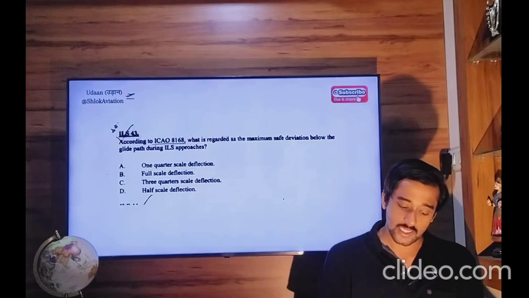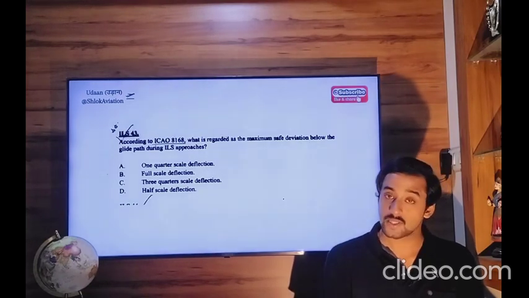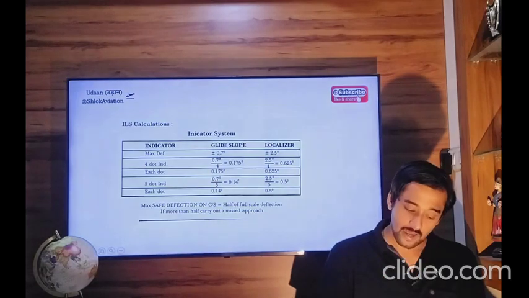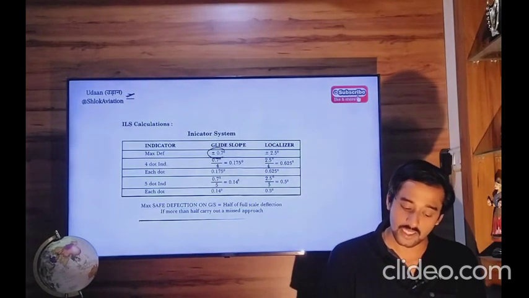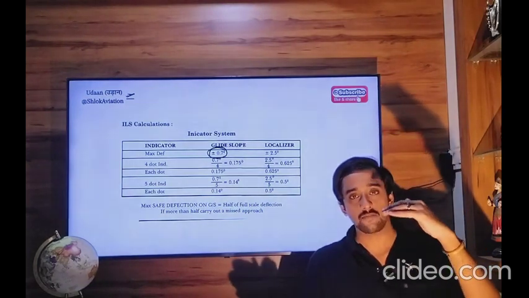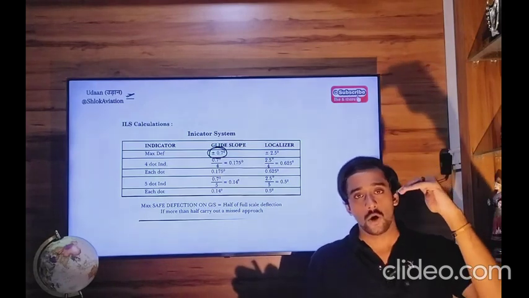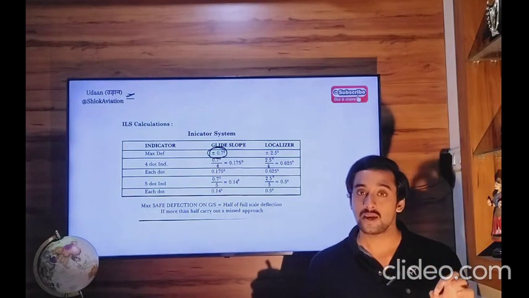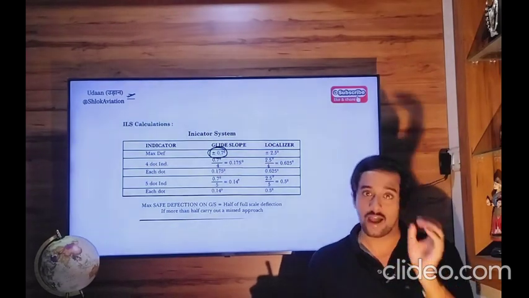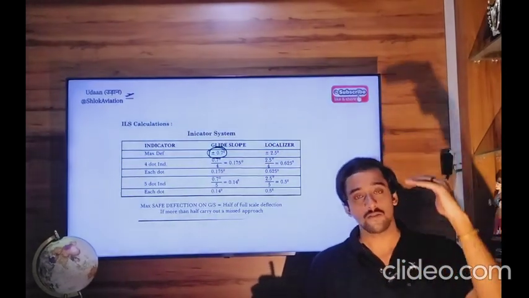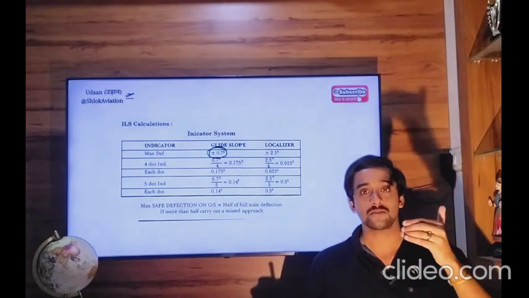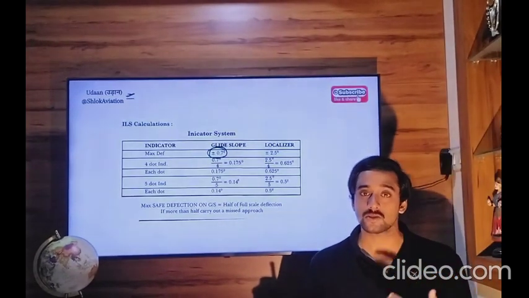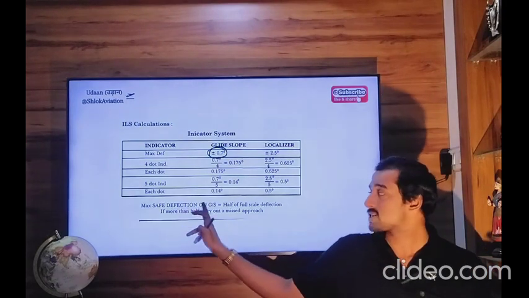According to the ICAO 8168 document, what is regarded as the maximum safe deviation below the glide path during ILS approaches? The maximum deviation for a glide slope is plus or minus 0.7 degree. That means you can deviate 0.7 degree above or 0.7 degree below the glide slope. That is the maximum deviation, but that doesn't mean you have permission to deviate to that limit. It's not permitted. The maximum deviation permitted in flying is half scale deviation.